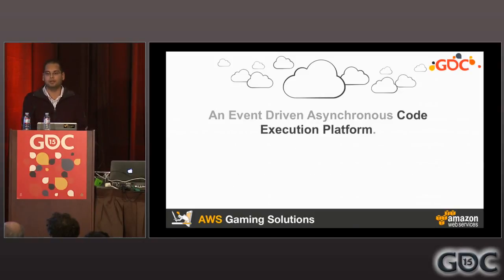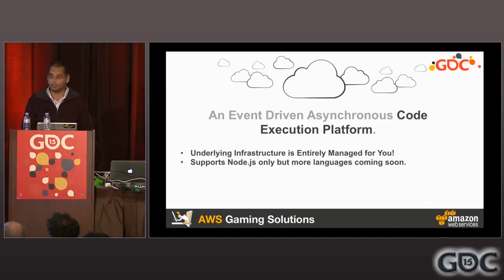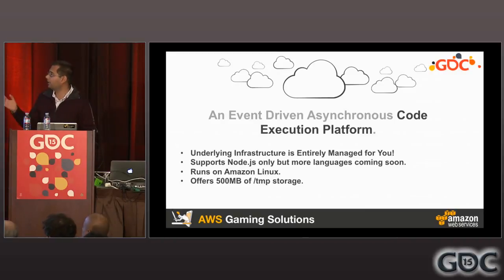And then finally, the code execution platform. The underlying infrastructure is entirely managed for you. It supports Node.js only right now, but there are more languages in the pipeline. It runs on Amazon Linux, and provides up to 500 megabytes of temporary storage, which means you cannot share persistent state across different executions of a Lambda function. It's atomic, so it runs self-contained. And once it finishes running, you lose that state.